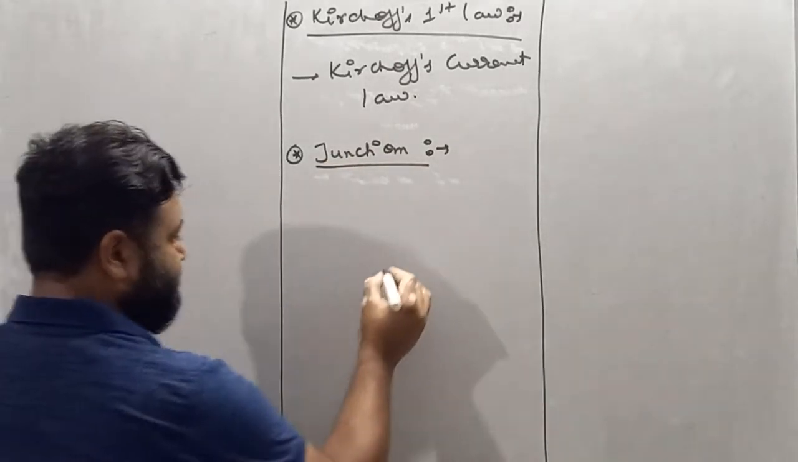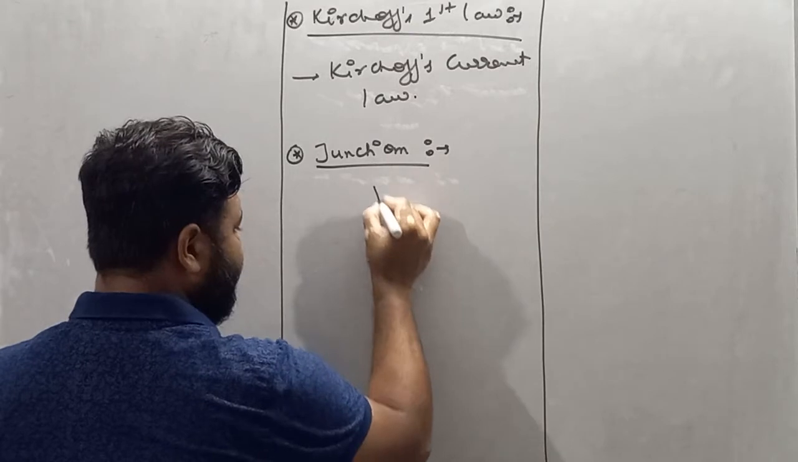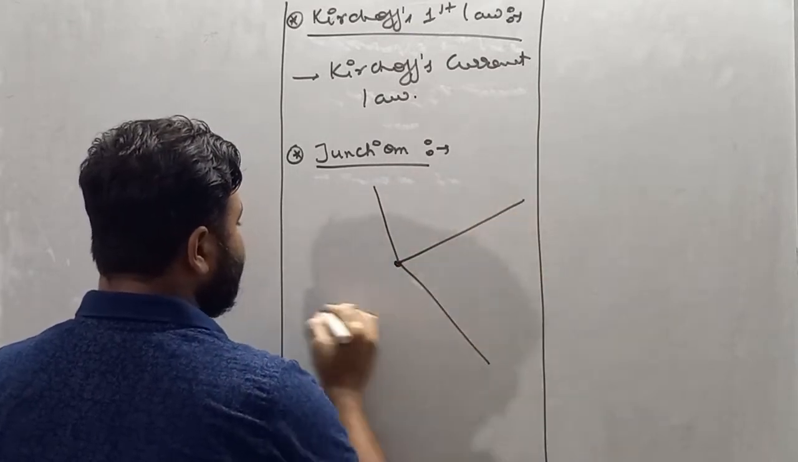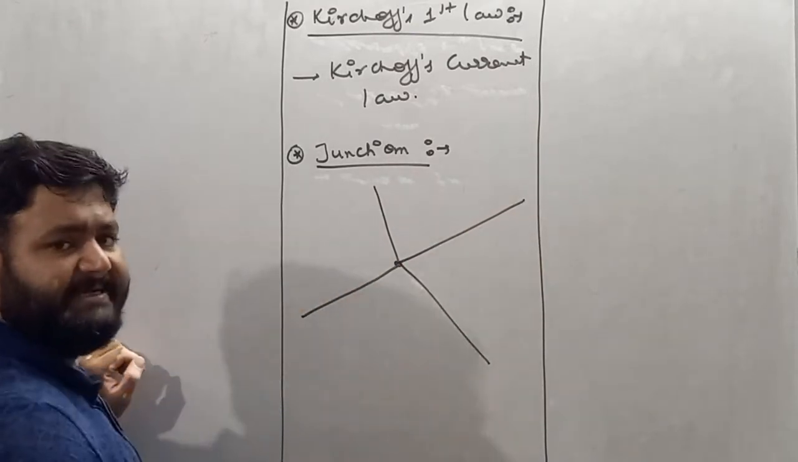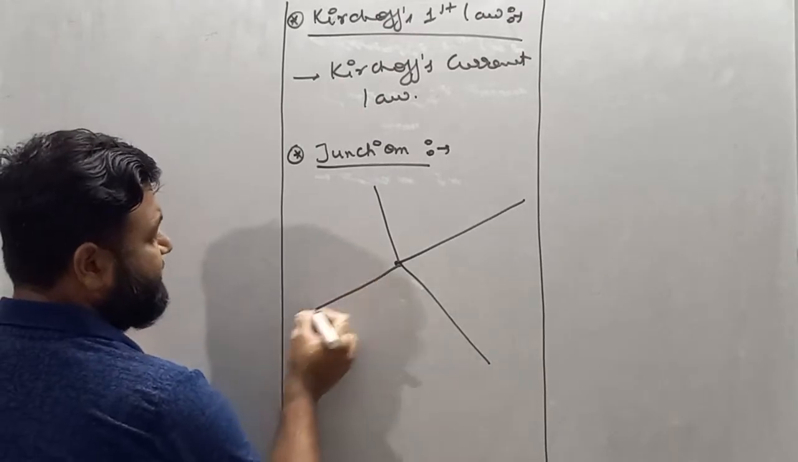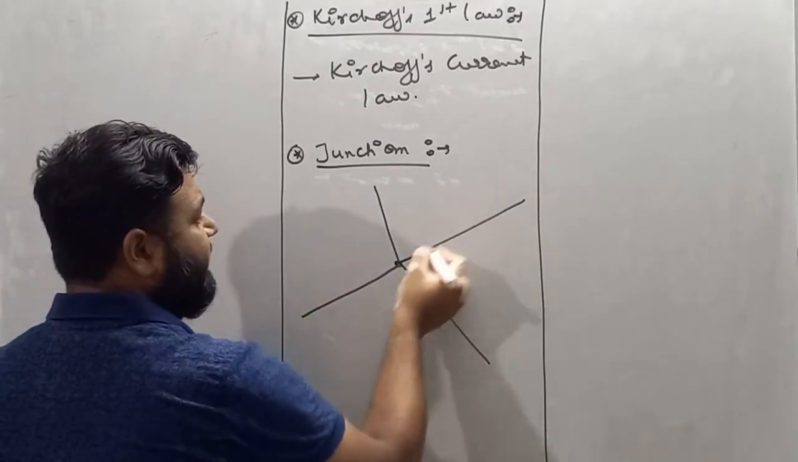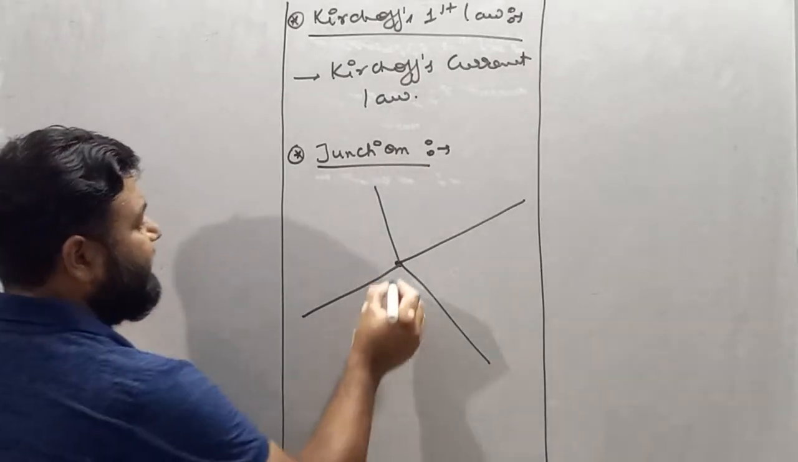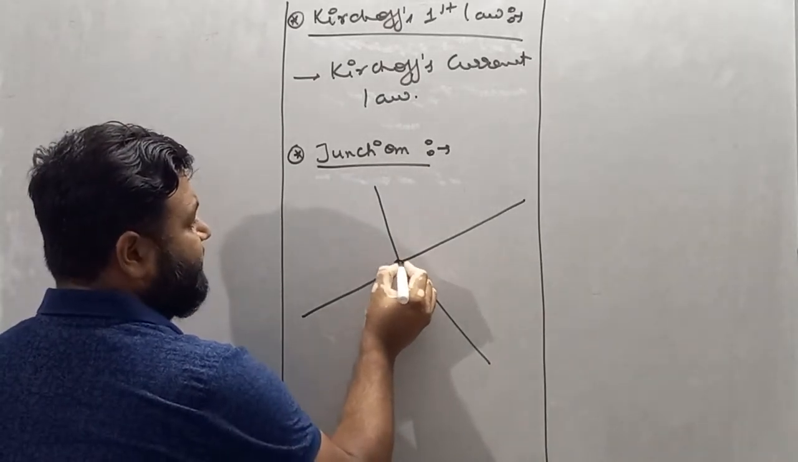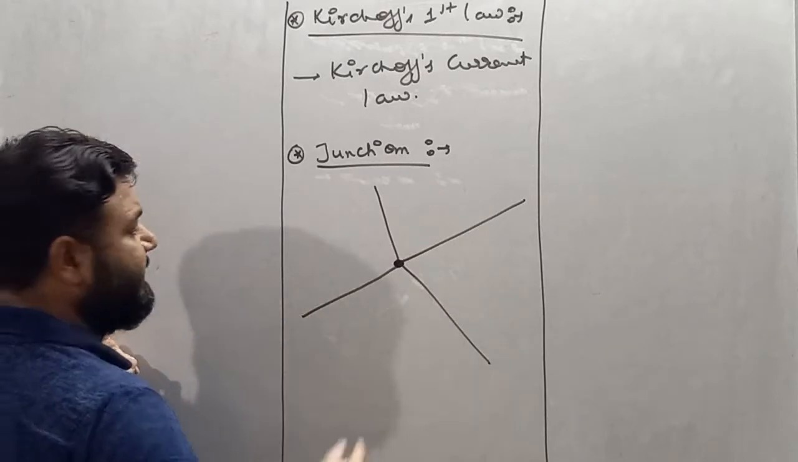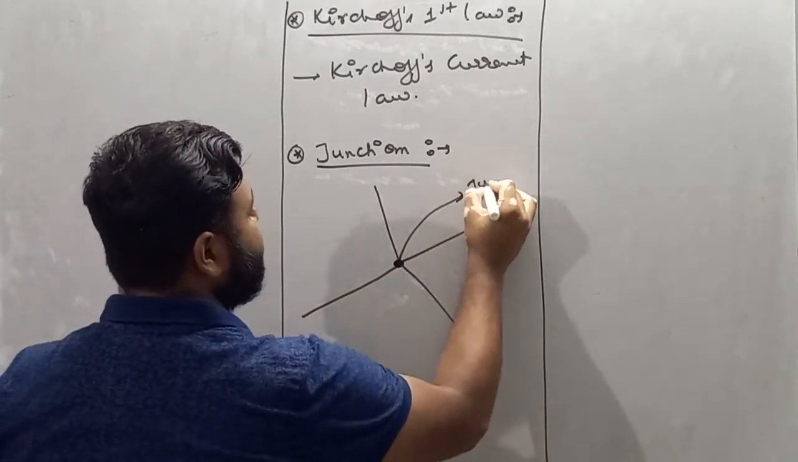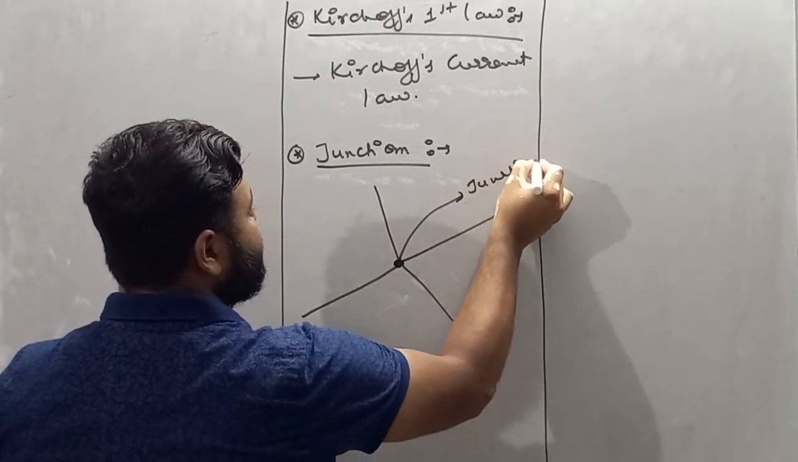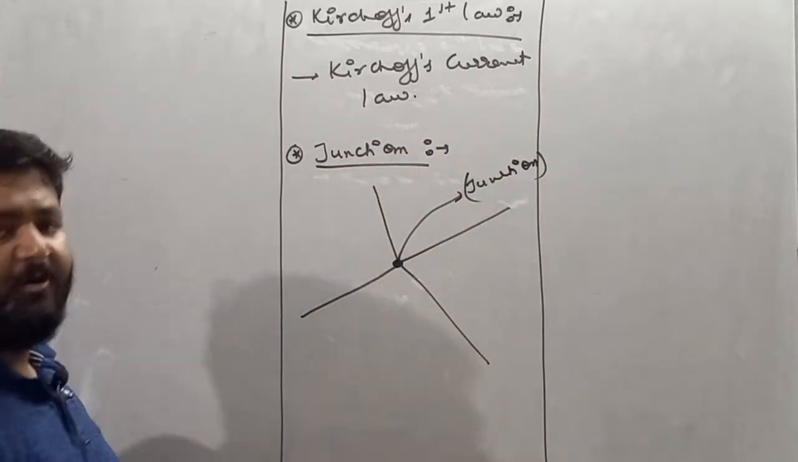So see, there is a point. At this point, let's suppose more than one wire is meeting. Let's suppose this is our first wire, this is our second wire, this is our third wire, and this is our fourth wire. You will see there is a point at which more than one wire is meeting. So we'll say this point is called junction.